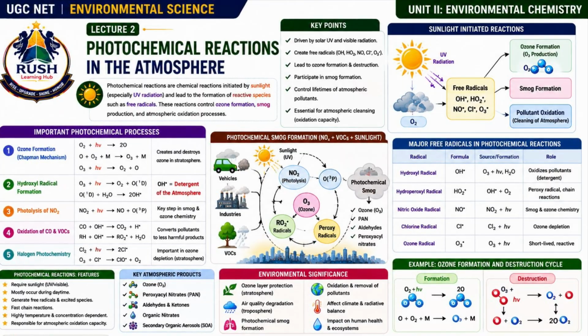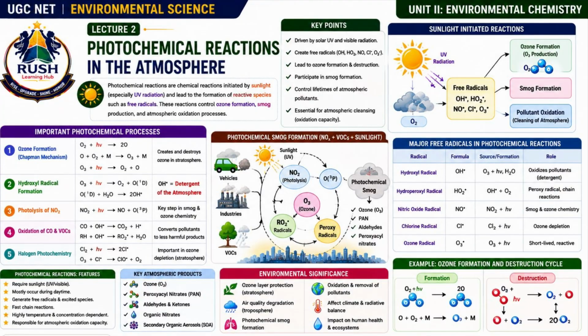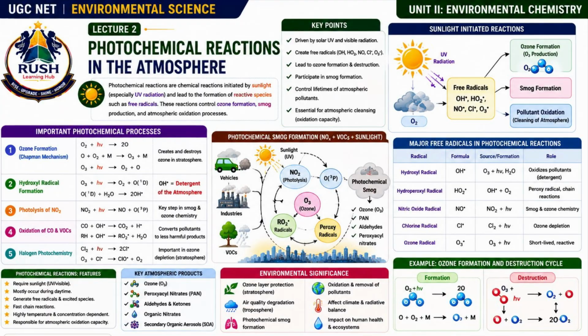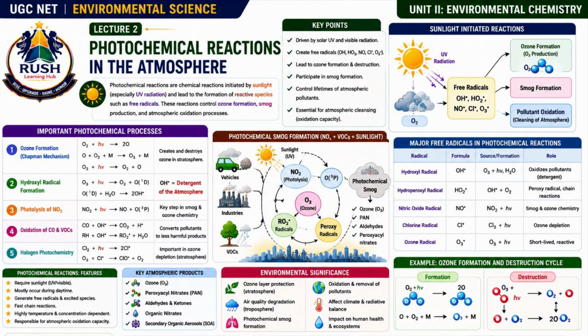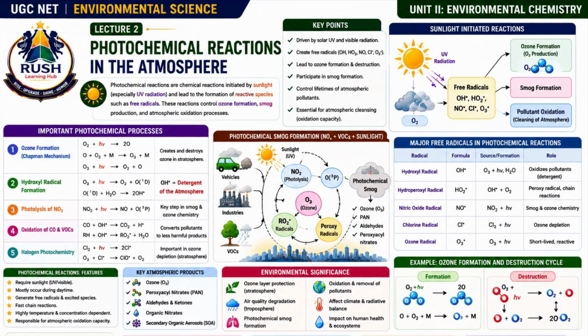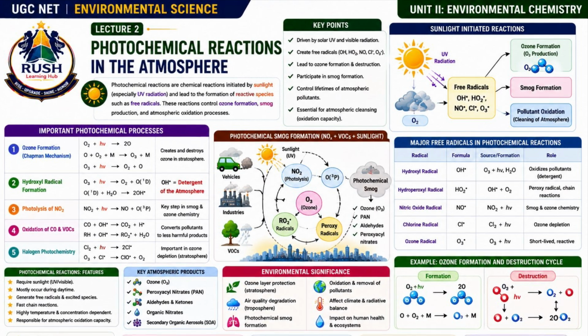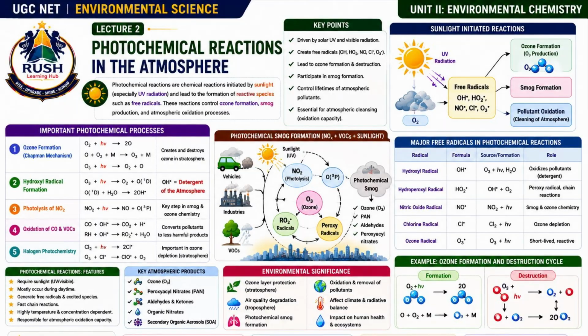The major components of photochemical smog include tropospheric ozone, peroxyacetyl nitrate or PAN, aldehydes, organic nitrates, secondary organic aerosols, and various oxidizing compounds. Now let's discuss the environmental significance of photochemical reactions. The first significance is ozone formation.